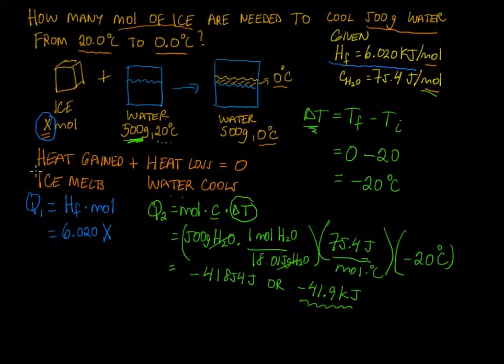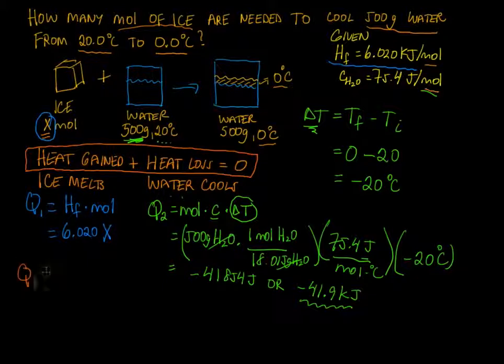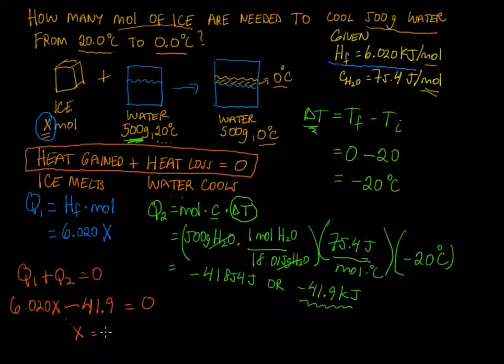At this point, we want to go back to the original equation that we set up right here, plug things in, and find out what x is. So again, Q1 plus Q2 is equal to 0. So that's 6.020x minus 41.9 kilojoules is equal to 0. And so from this, x is 6.96 moles, or let's round this to 2 sig figs, 7.0 moles of ice.